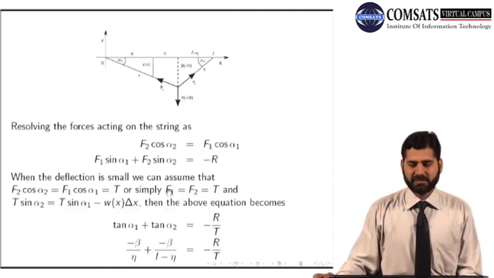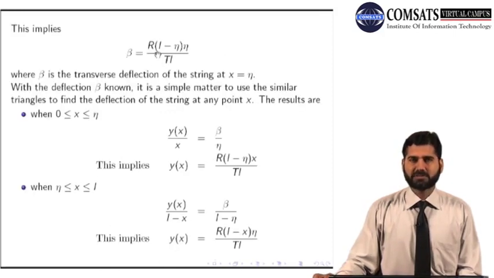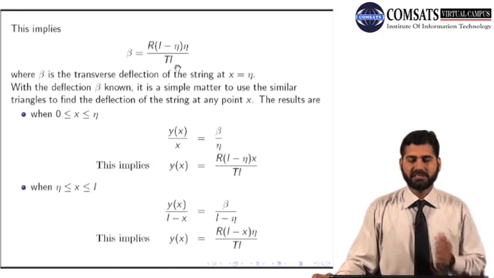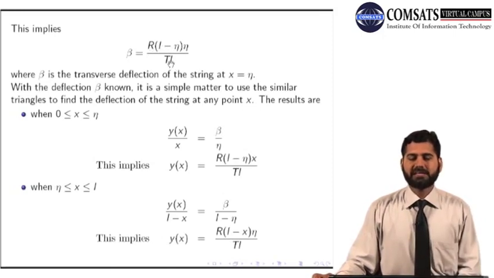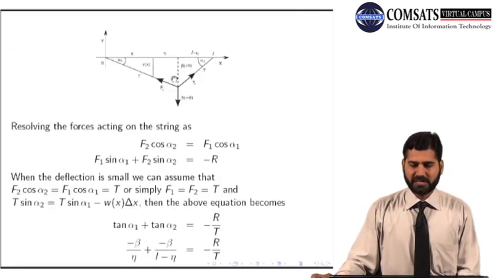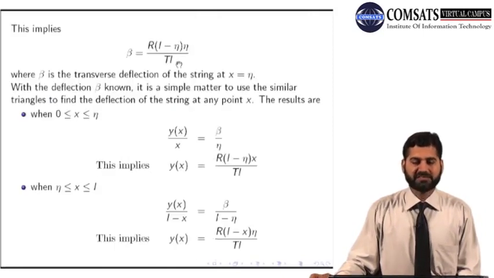This implies beta is given by, if you solve this for beta, this is what you get: r times L minus eta, eta by T L. This is small l, that's why it looks like I, but it's L. Where beta is the transverse deflection of the string at x equal to eta. Of course, what is this beta? Beta is the deflection at this point eta. This is the point eta. At this point eta, this is the deflection of the string.